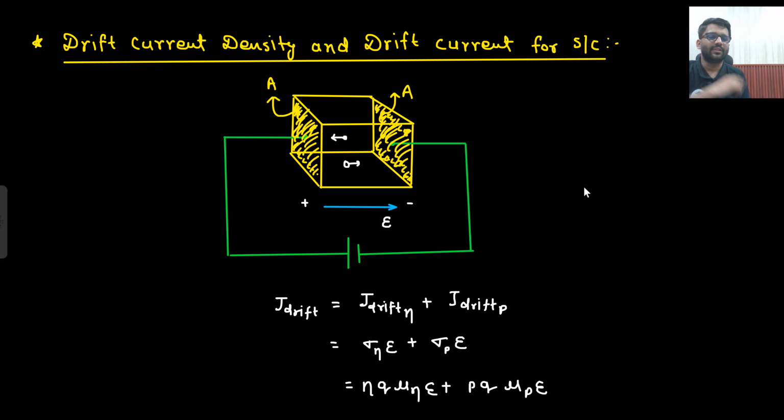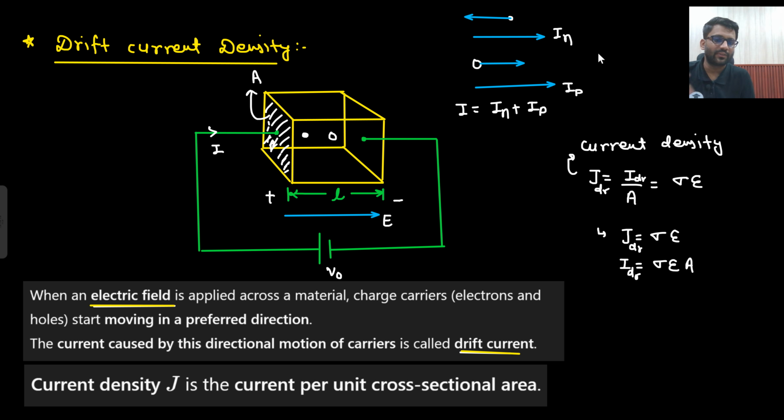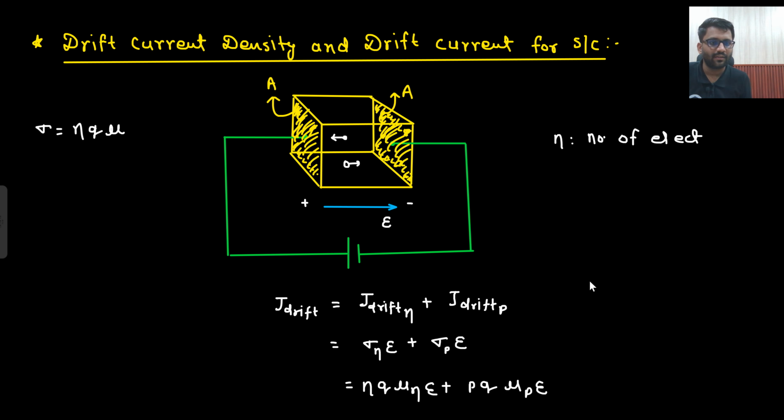What is this n? What is this p? So let's write down. What is the n? Number of electrons per unit volume. What is the formula of sigma? Sigma formula is n q mu, right? What was n here? N was the number of charge carriers per unit volume. Now there are two kinds of charge carrier, one is electron, one is hole, and because of both of them, the current is actually being added.